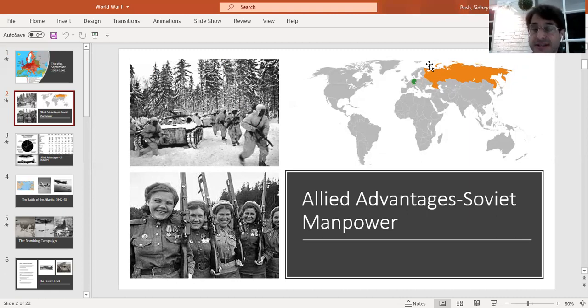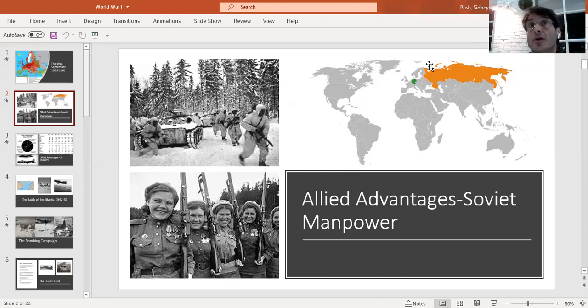From December 1941, when the US enters the war, until May 1945, when Germany surrenders, the majority, so 50% plus of the German army is tied down on the Eastern Front. So most of the German army, the entire time we're in the war, is fighting on the Russian front.